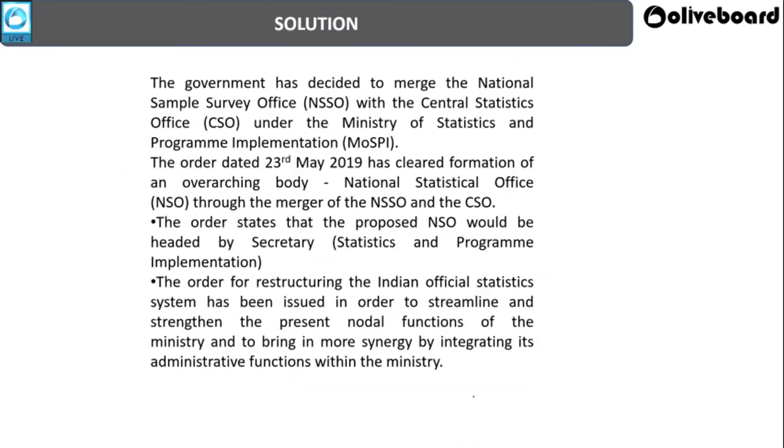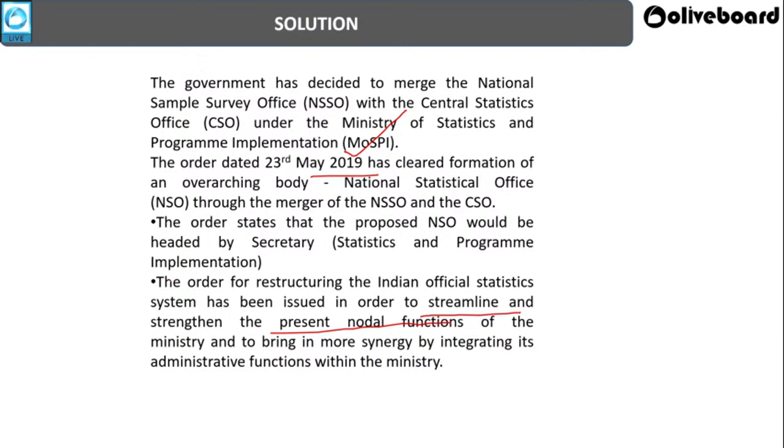Now you will see that both of them are merged. The government has decided to merge the NSSO and the CSO into one single body, that is the National Statistics Office, in the year 2019. Right? This is very, very important because the need for restructuring has been felt long back, because it is going to streamline and strengthen the present nodal functions of the ministry, and it is also going to give that synergy. Whenever we see that there are two bodies doing similar functions, there is a chance for coordination issues, right? So it's always better when we streamline them together, and that is the main reason for merging them into one office, that is NSO.